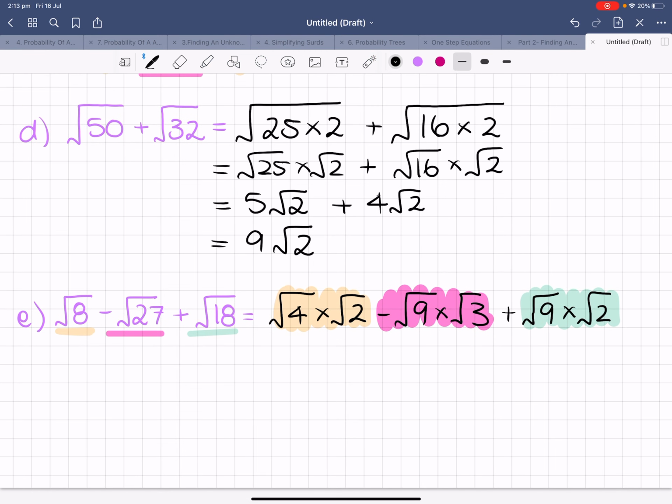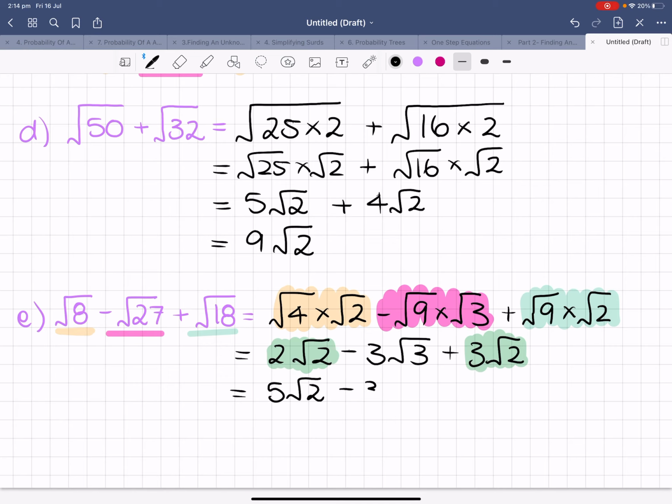That becomes 2. So we get 2 square root 2 minus 3 square root 3, because the square root of 9 is 3, and then plus 3 square root 2. Now this time, again, we can only collect the things that are the same. So our like surds are the ones with the same number underneath the square root sign. So that becomes 5 square root 2 minus 3 square root 3. And then we just leave it at that. The 5 came from the 2 plus the 3.